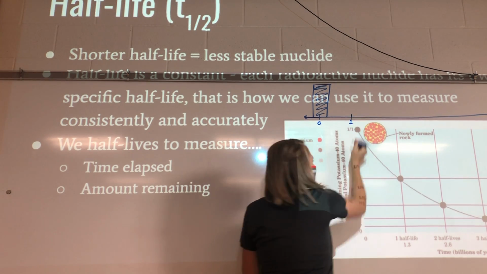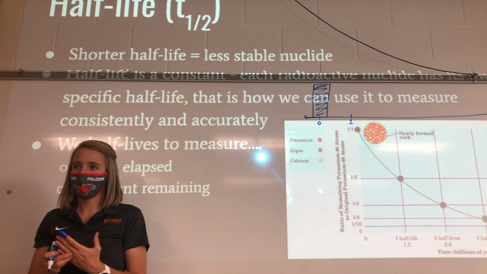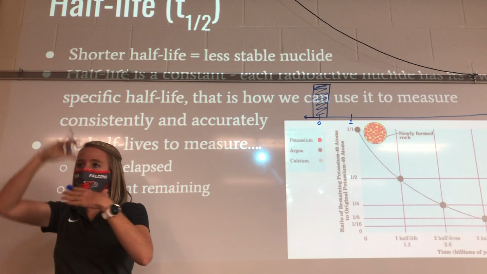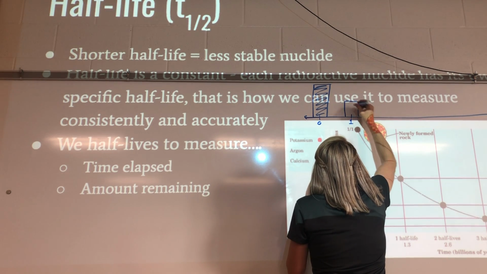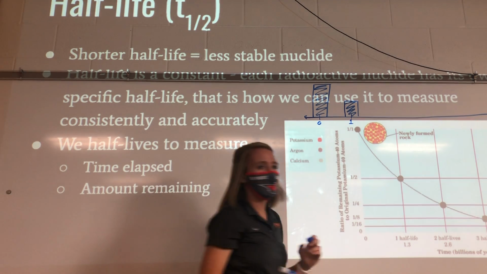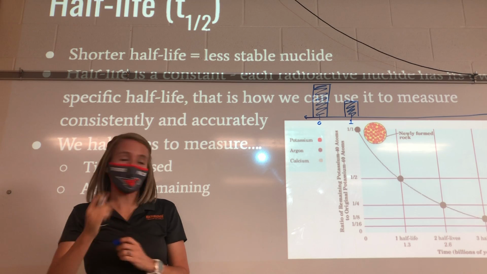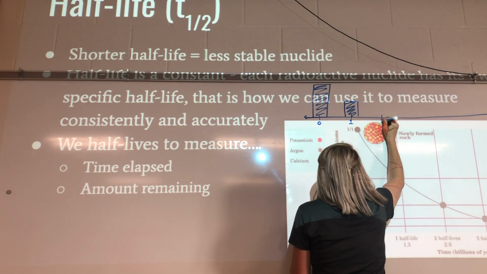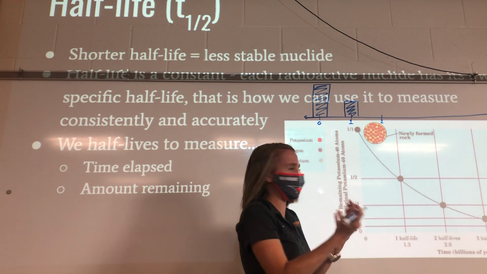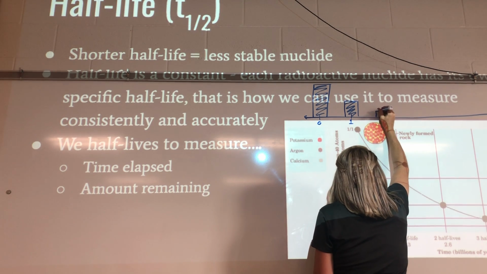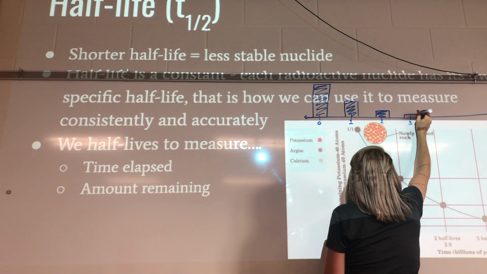At 1 half-life, how much of my sample am I going to have left? Half. So take your bar and cut it in half. At 2 half-lives, how much will I have left? A half of that, meaning how much from the whole? I'd have a quarter left, right? So on and so forth.